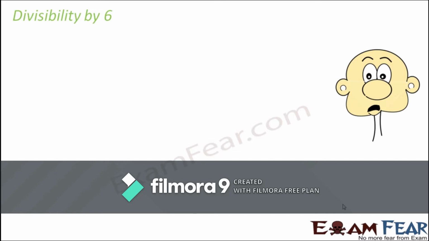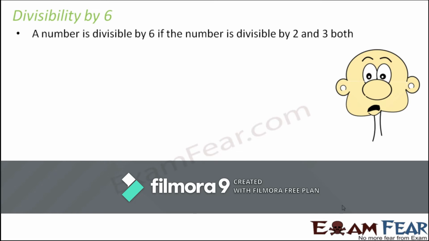Divisibility by 6. So how do you know if a number is divisible by 6 or not? Here the rule is such that a number is divisible by 6 if the number is divisible by 2 and 3 both. So basically we do not have a separate rule for divisibility by 6. If it is divisible by 2, that means the number is an even number, and if it is divisible by 3, that is the sum of the digits should be a multiple of 3. So if both these criteria are satisfied, in that case we can say that the number is divisible by 6.